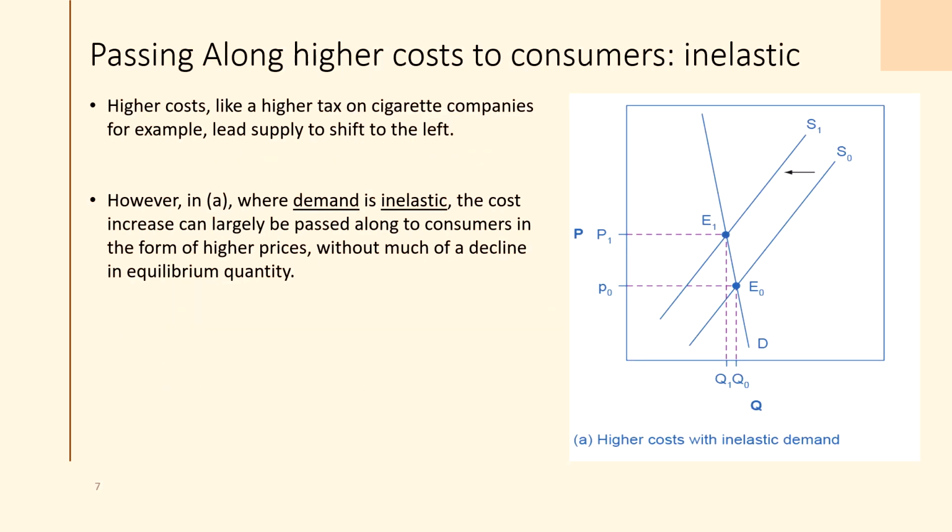Now let's consider cost increases. If production costs increase, such as through higher taxes, the supply curve shifts to the left. If demand is inelastic, firms can pass most of these higher costs onto consumers in the form of higher prices. Because consumers are not very responsive, the quantity does not decrease much and the burden falls largely on consumers.